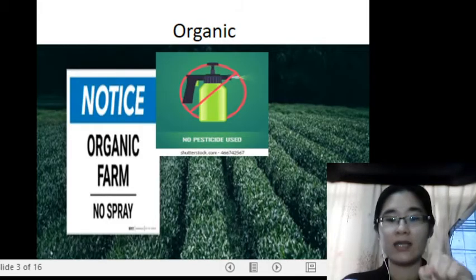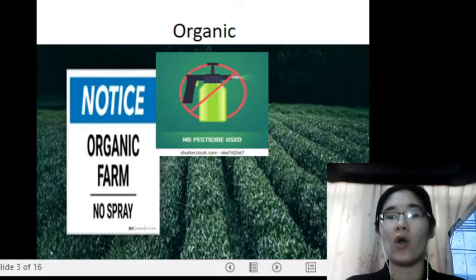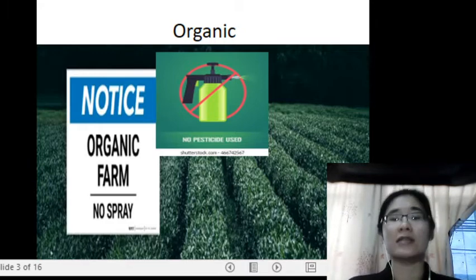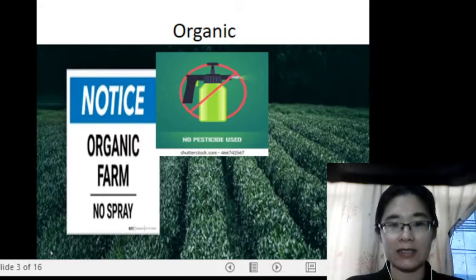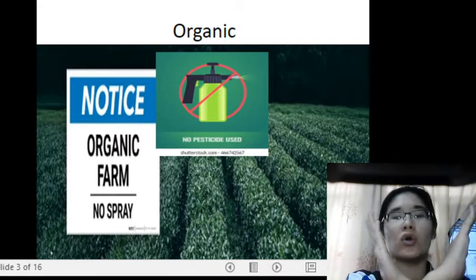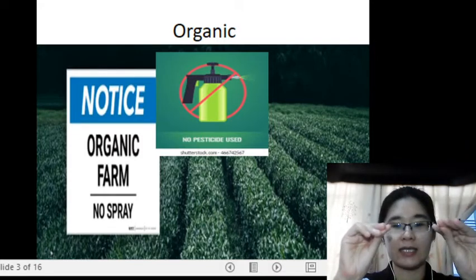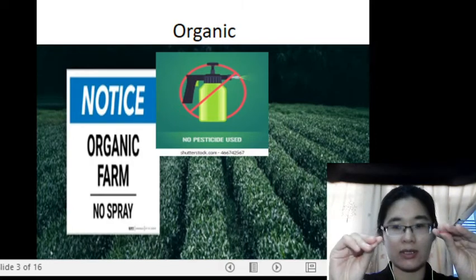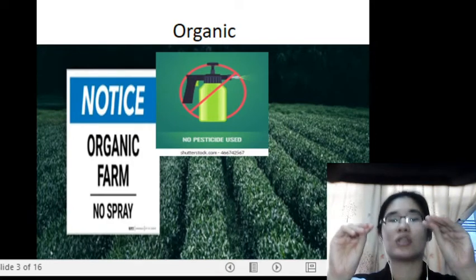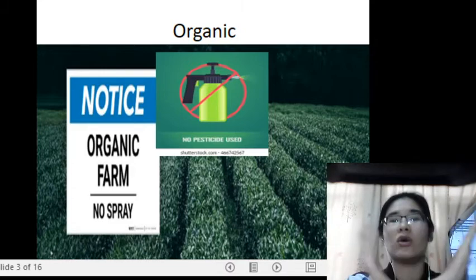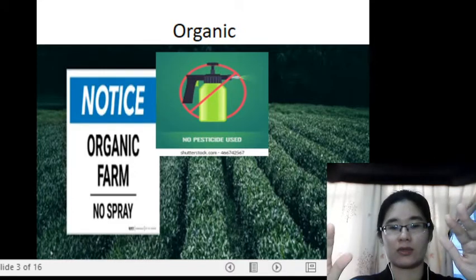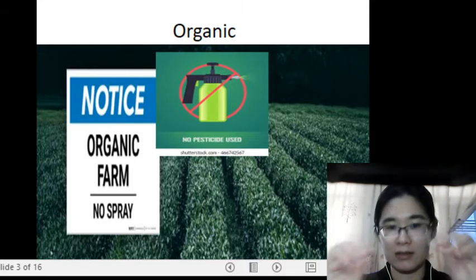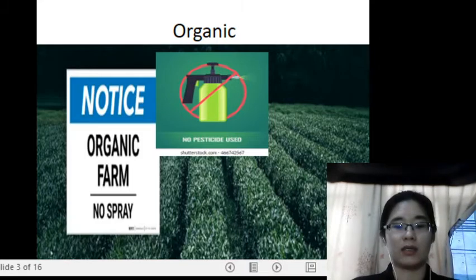Okay, the first word is organic. Organic is no spraying chemicals on the vegetables. No spraying chemicals on the vegetables.